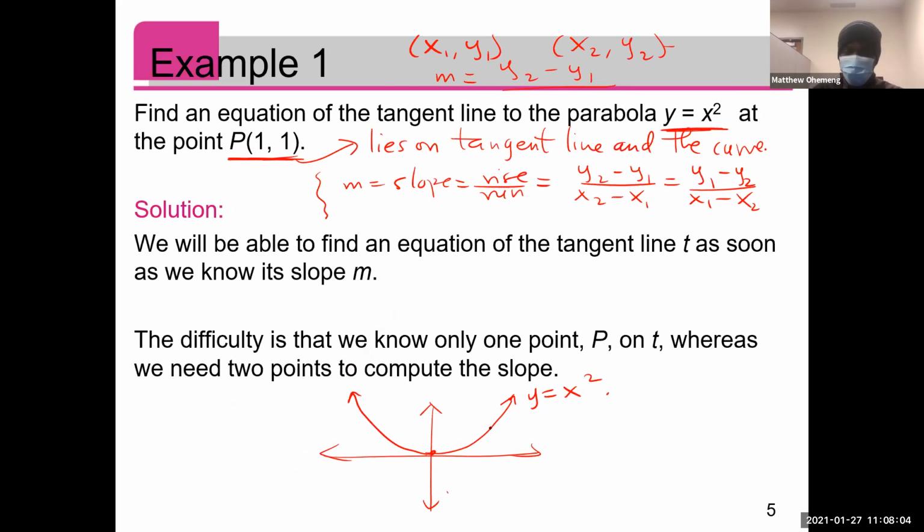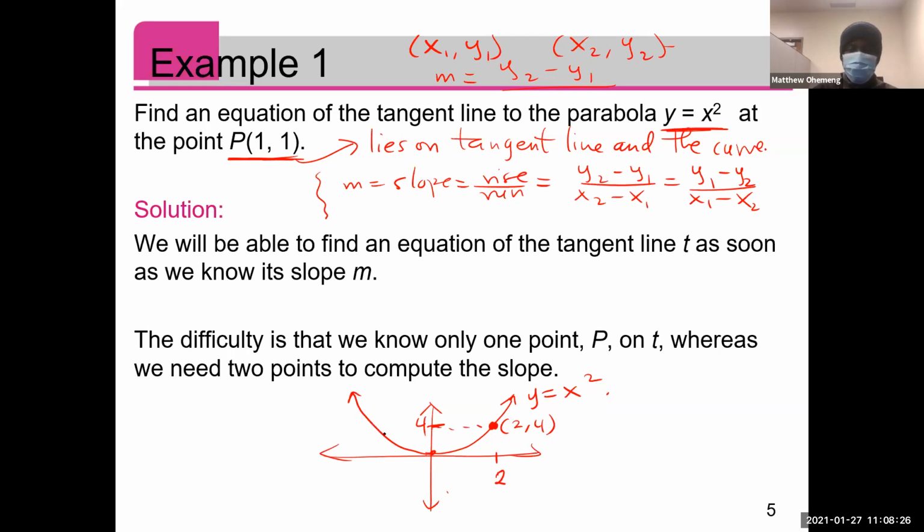Now, if you want to pick a random point here, let's say x is 2. Then what will be the corresponding y coordinate? The corresponding y coordinate can be obtained by just plugging the 2 into x squared, so that you get 4. So that means this point is (2, 4). Are you okay with that?